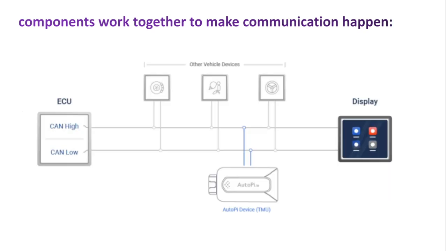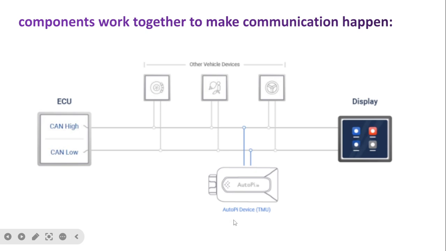Now the next window, components work together to make communication happen. This is just some of the representation. This is the main ECU, and this CAN high and CAN low are connected through one of the connectors, the diagnostic connector, to this ECU. And next, other vehicle devices. These are all the other vehicle devices, like this is the steering, this is I think the airbag system, and this will be one of the features.